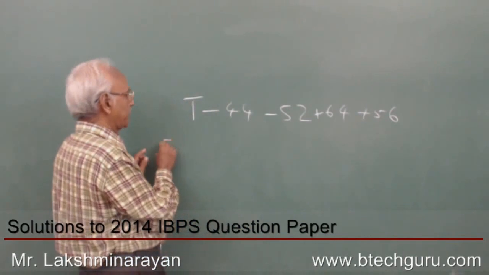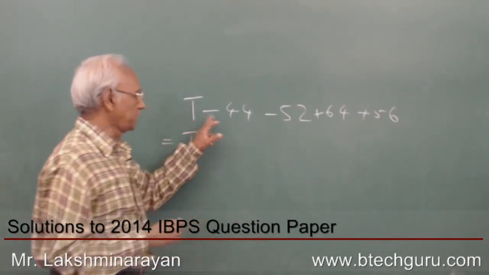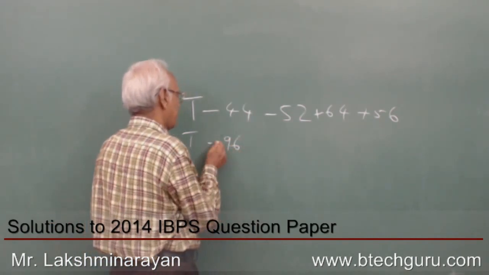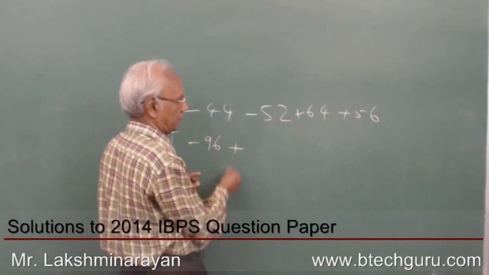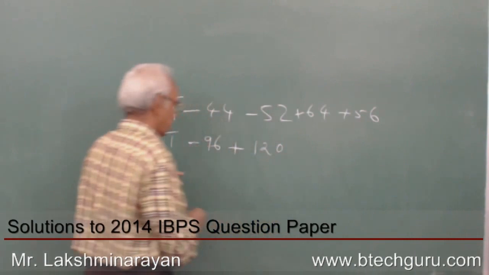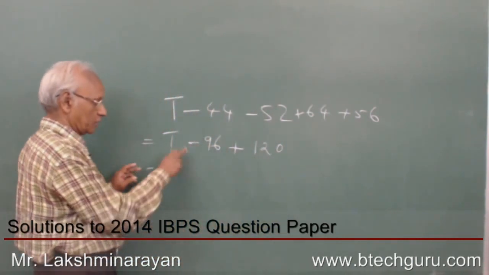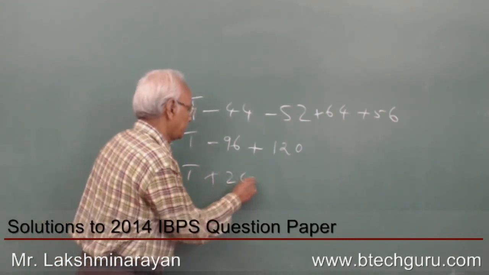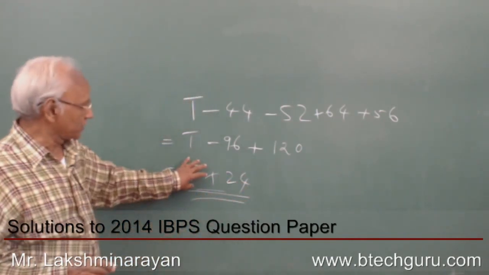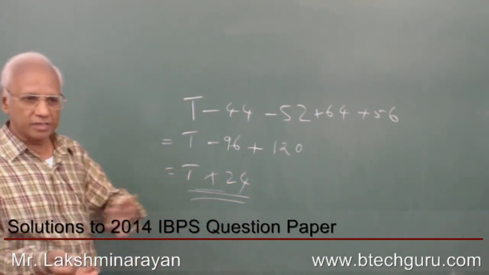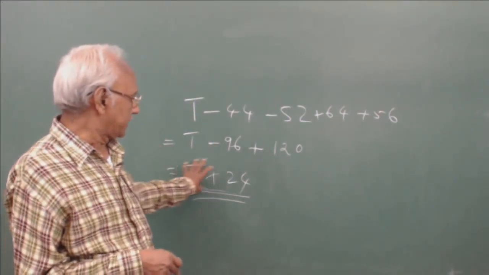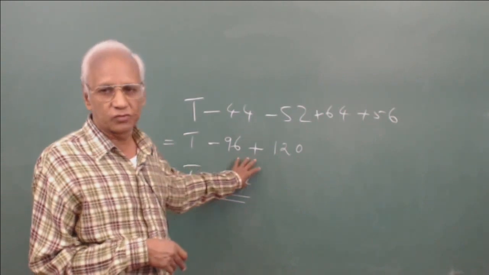If you try to simplify this, T minus 44 minus 52 is T minus 96, plus 120. This works out to T plus 24. So whatever was the original total weight, because of two students going out and two students coming in, the total weight has increased from T to T plus 24.